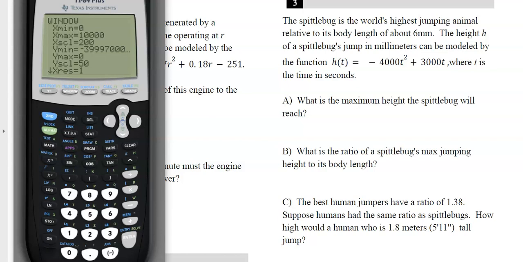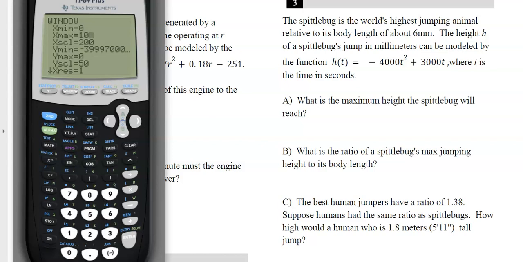So let's go to like, I don't know, let's go to negative 10,000. I'm just kind of guessing here. Well, that doesn't make sense. If x is time, let's just kind of use some common sense here. If he's jumping and we're talking seconds, this bug is not going to be off the ground very long. So we're going to go 0 to 10 seconds.